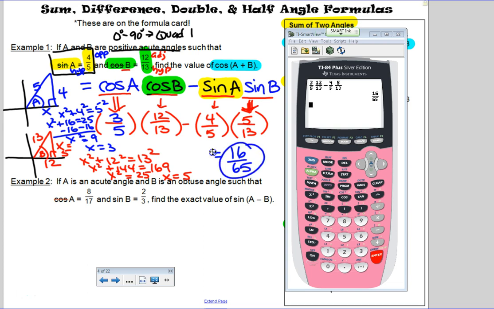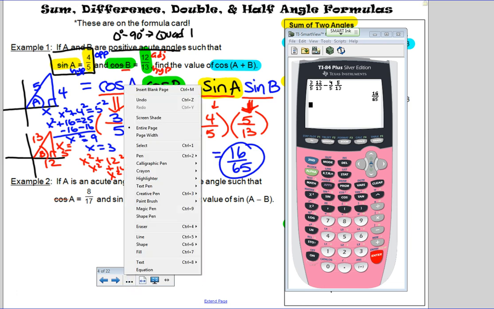Okay, example 2. If A is an acute angle, and I apologize, I should have said a positive acute angle, and B is a positive obtuse angle, such that cosine of A is 8/17 and sine B is 2/3, find the exact value of sine of A minus B.